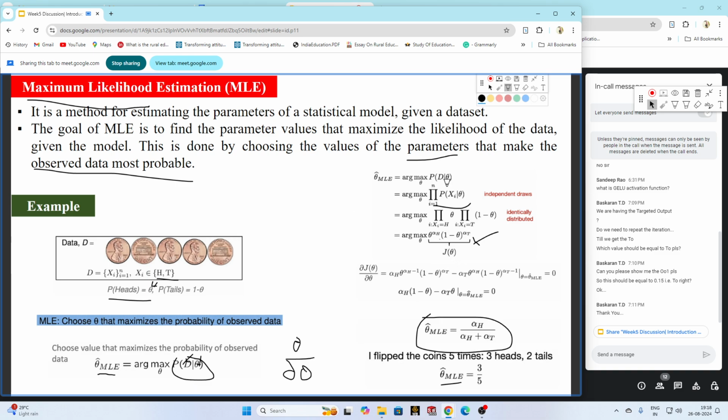So how will we find it? We first solve for p(D | theta), and it will be this, and then we differentiate it with respect to theta, and that will be our answer. In this example, 3 heads and 2 tails are coming. If head is a success, then theta MLE will be equal to 3 by 5, because 3 heads and 2 tails, so 3 divided by 3 plus 2, that is 3 by 5, will be our answer. Okay, is this clear?